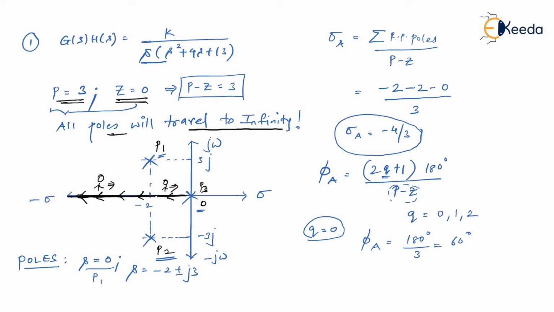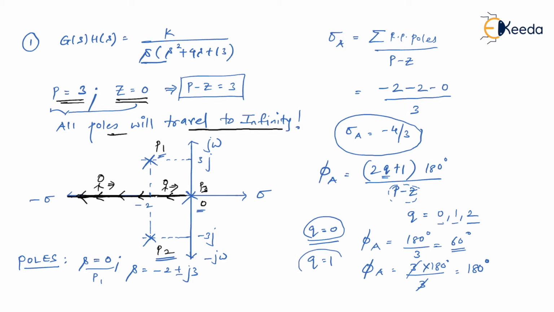So for q equal to 0, you got the first angle of asymptote equal to 60 degrees. Since you want only 3 values, I have taken 3 possible values: q equal to 0, q equal to 1, q equal to 2. So let us calculate for q equal to 1. So 2 into 1 is 2 plus 1, 3. So the next angle of asymptote that you will get is 3 times 180 degrees divided by 3. So 3 gets cancelled. It is 180 degrees.